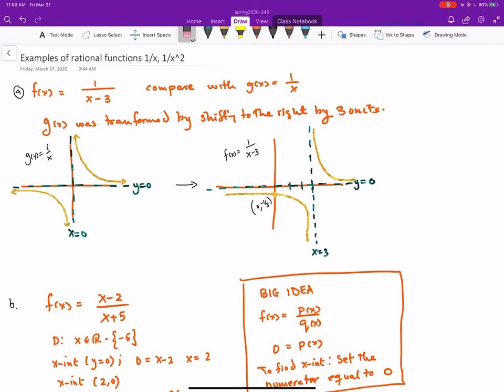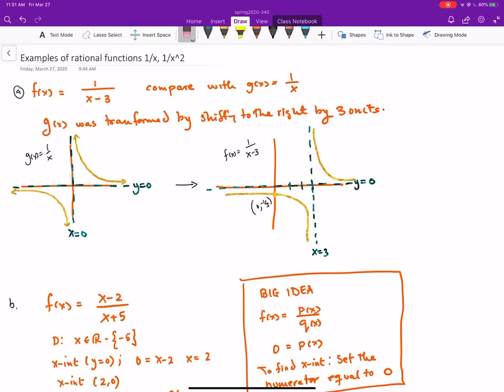So I have a function over here called f of x equal to 1 over x minus 3. And when you look at it closely, it kind of mimics the function 1 over x, but not quite. So let's compare g of x and f of x. And I hope by now you kind of see what just happened. It looks like g of x was transformed by shifting to the right by 3 units.